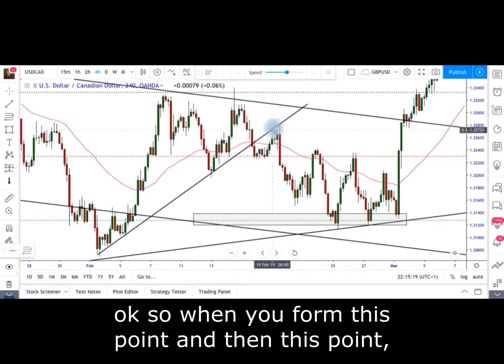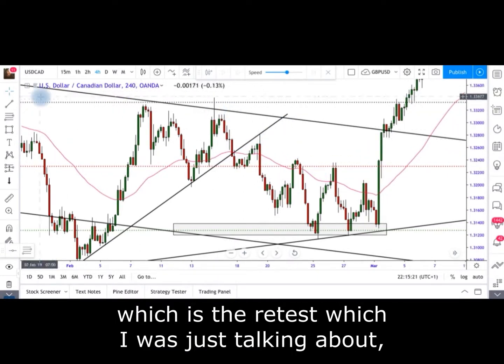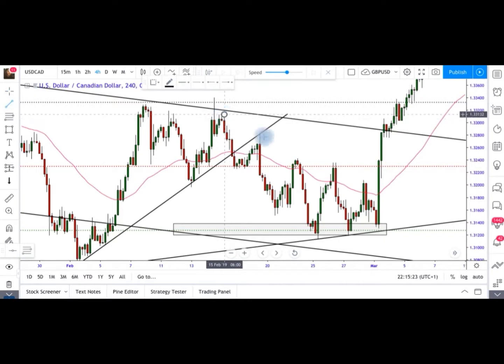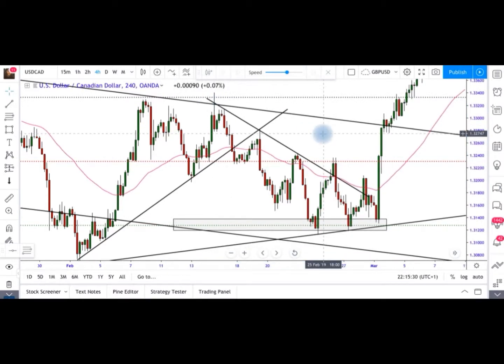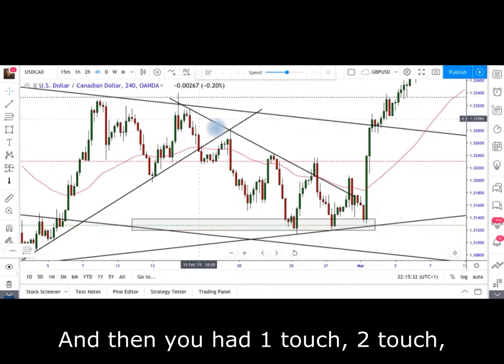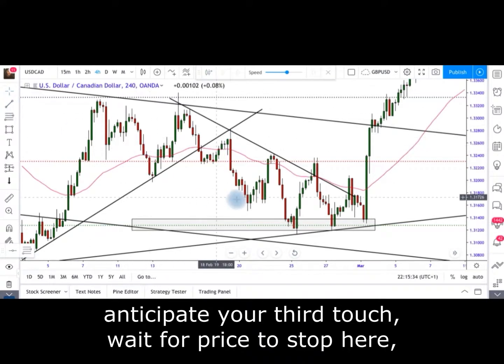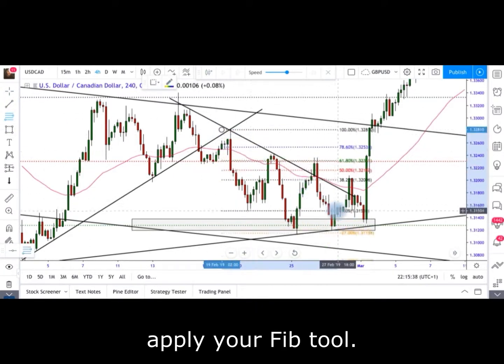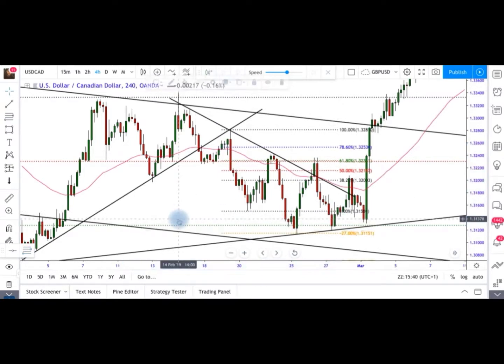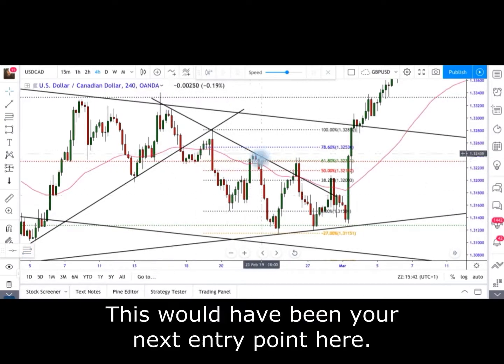Okay, so when you form this point and then this point, which is the retest, which I was just talking about, you could have applied a trend line, something like this. And then you had 1 touch, 2 touch, anticipate your 3rd touch, wait for price to stop here. Apply your fib tool. This would have been your next entry point here.